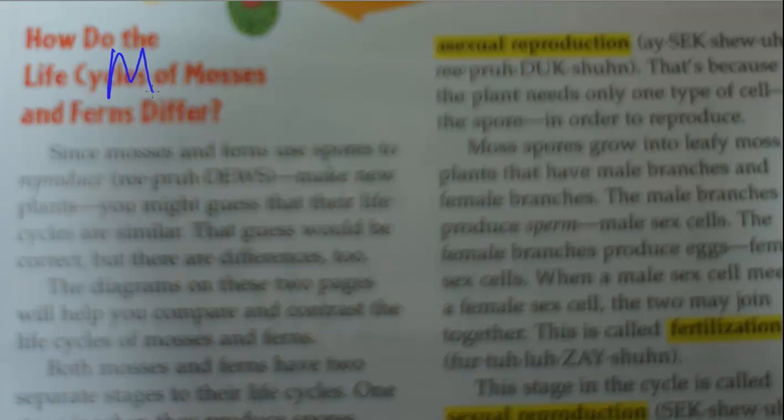So mosses and ferns are very similar. Not the same, but similar. This thing above the equal sign means similar. It's like a wavy line. The guess would be correct, but there are differences too.